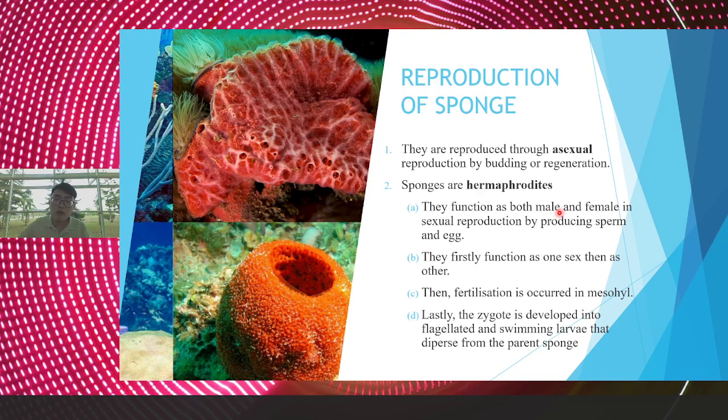But for this phylum, sponge, it can function as both male and female in sexual reproduction by producing sperm and eggs. Firstly it functions as one sex, then as the other. So maybe if they want to reproduce, the first time it is male and it produces sperm, and then the next time it becomes female, and then they produce ovum like that. Then the fertilization and lastly the zygote. So this is a bit special compared with other phyla.